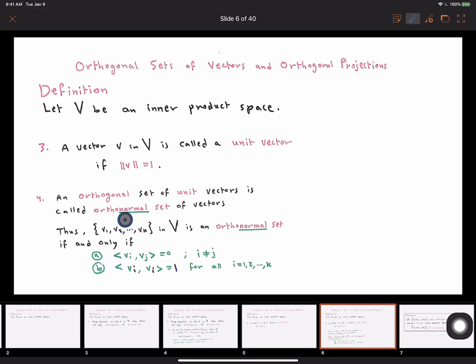They are just unit vectors, but they are orthogonal, so at the same time we call them orthonormal. They're not just perpendicular to each other, they are all unit vectors. So the vectors v1, v2 up to vk in V form an orthonormal set if and only if, first, they are perpendicular, and secondly, each one of them is a unit vector.